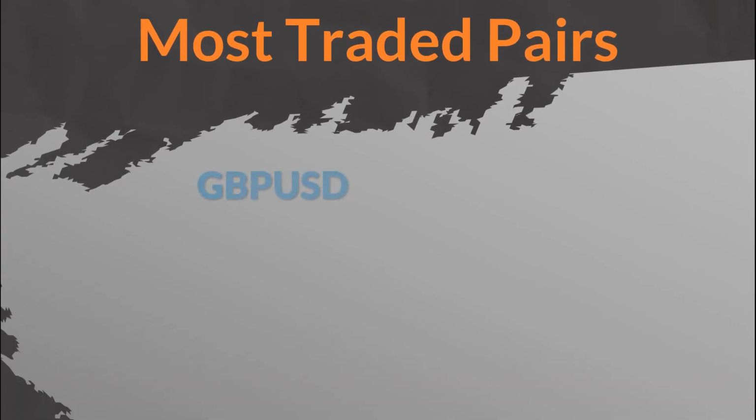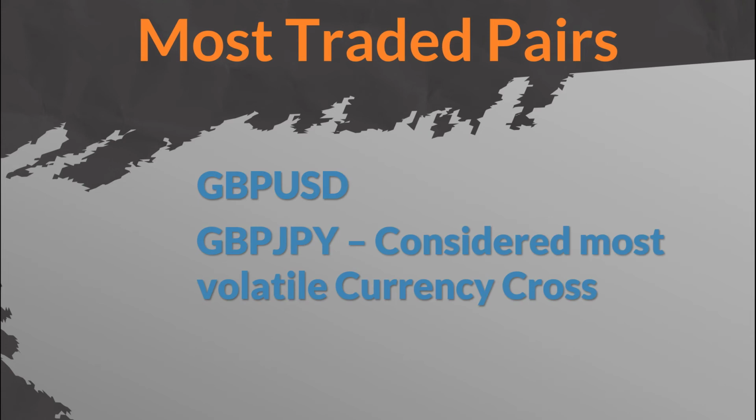The most traded pairs when you're looking at the pound: pound dollar is by far the biggest one. But let's talk about pound yen. Pound yen is considered the most volatile currency cross.